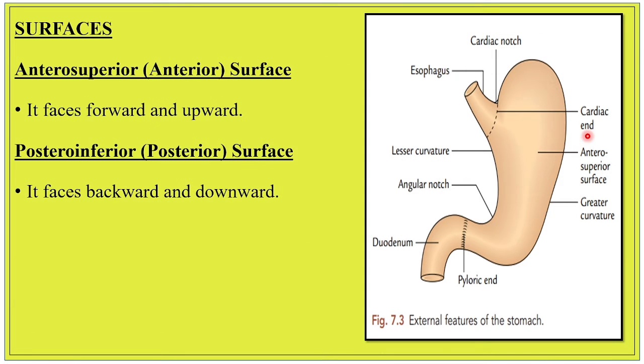And you'll have two surfaces: the anterior surface, otherwise known as the anterosuperior surface, facing anteriorly and superiorly, that is forward and upward. And the inferior surface or posterior surface will be facing backward and downward, in other words, posteriorly and inferiorly.